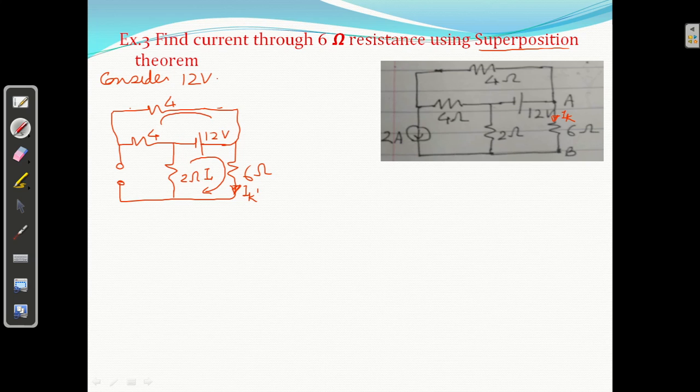This is loop 2, say, I1, and this is I2. So loop 1, current I1 कहाँ flow रहा है? Loop 1, I1 is flowing 2 plus 6, 8 I1 equal to 12. So I1 equal to what? 12 by 8 equal to 1.5 ampere, and I1 is nothing but IK dash. So without doing anything, I got 1.5 ampere.